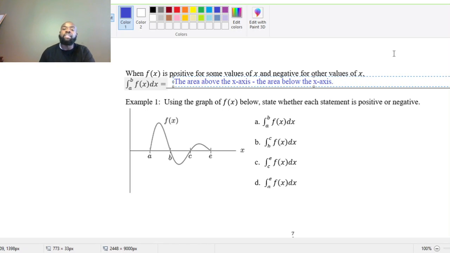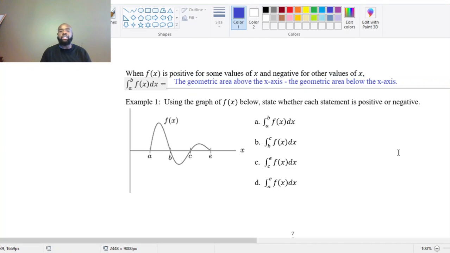All right, and I'm going to be specific and say the geometric area, because geometric area we always assume is positive. So it's the geometric area above the x-axis minus, it's going to make the area below negative. And so instead of adding a negative, I'm going to say minus the geometric area below the x-axis. And so we just want to get used to this stuff here, right?